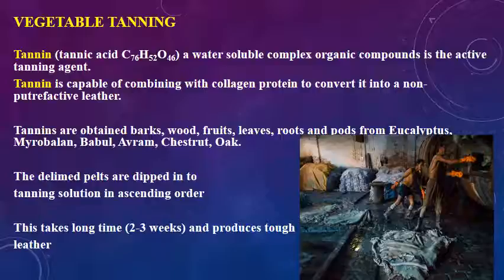In vegetable tanning, a plant extract which contains tannin is prepared. From the old days, this tannin from plants has been used to convert hides and skin into leather. That's why this process is called tanning. Tannin is actually tannic acid. Sometimes it is called polyhydroxygallol. It is a water-soluble complex organic compound and it is the active tanning agent.